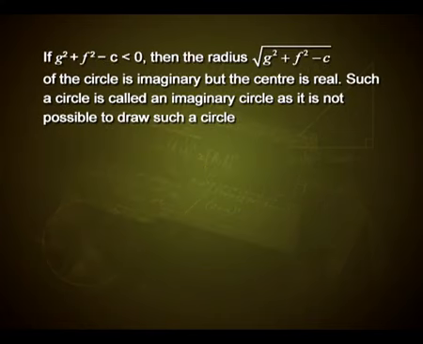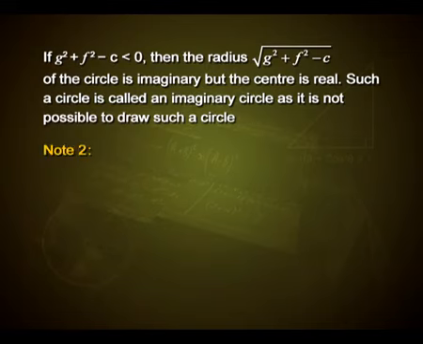If g square plus f square minus c is less than 0, then the radius square root of g square plus f square minus c of the circle is imaginary, but the center is real. Such a circle is called an imaginary circle, as it is not possible to draw such a circle.